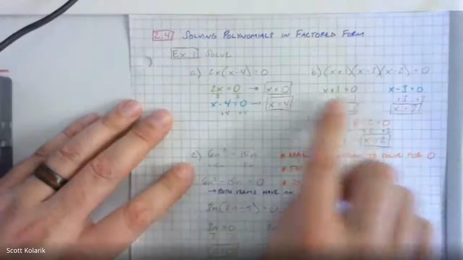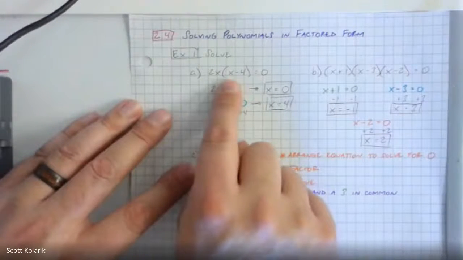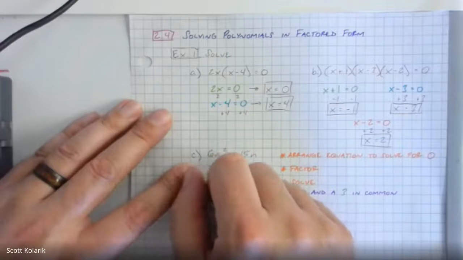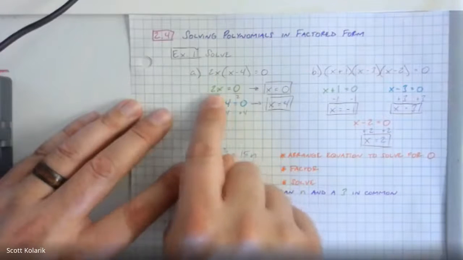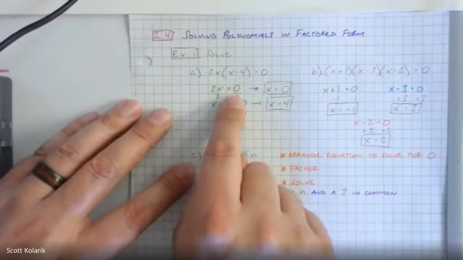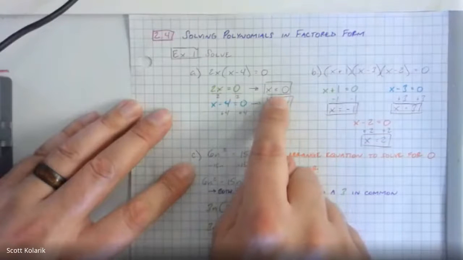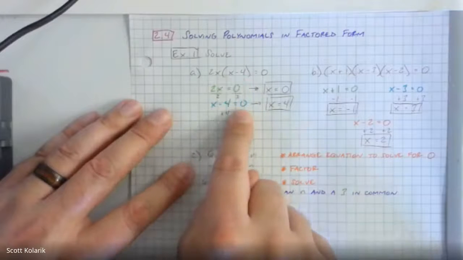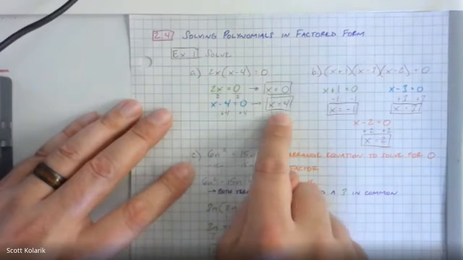Here's A and B. Again, in both cases, I'm just taking each object, setting each object equal to 0 and doing the inverse operations at that point. So 2x equals 0. I divide both sides by 2. 0 divided by 2 is still 0. So x equals 0 is one of my solutions. X minus 4 equals 0. Add 4 to both sides. X equals positive 4.